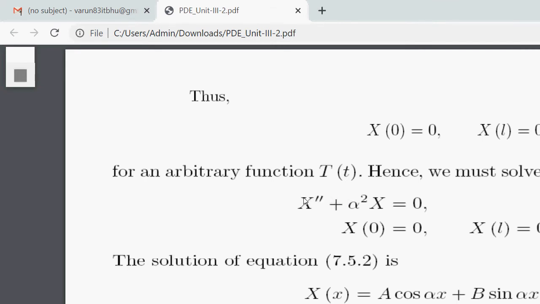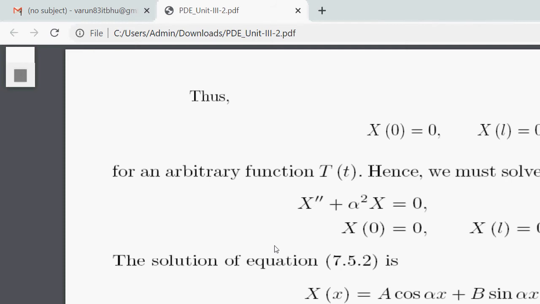Now apply the boundary conditions and find the values of A and B. If we put x is equal to 0, then X(0) is 0, means A cos 0 plus B sin 0. So the B term is absent, so only A is present, because cos 0 is 1, it means A is equal to 0. This is the first condition. Now we put x is equal to L here, then X(L) is equal to B sin alpha L, and we have computed X(L) is 0. So B sin alpha L is equal to 0.